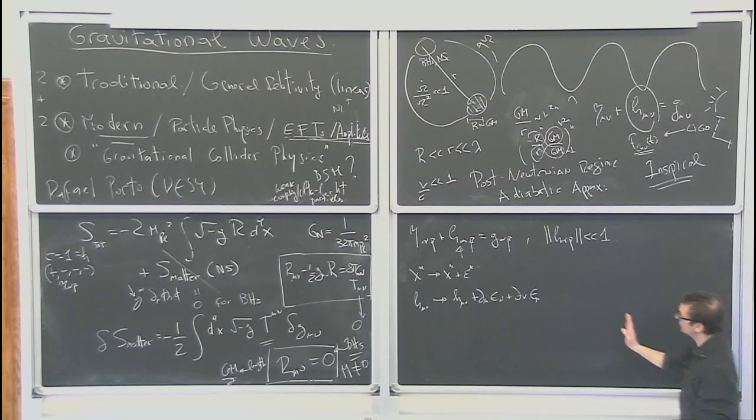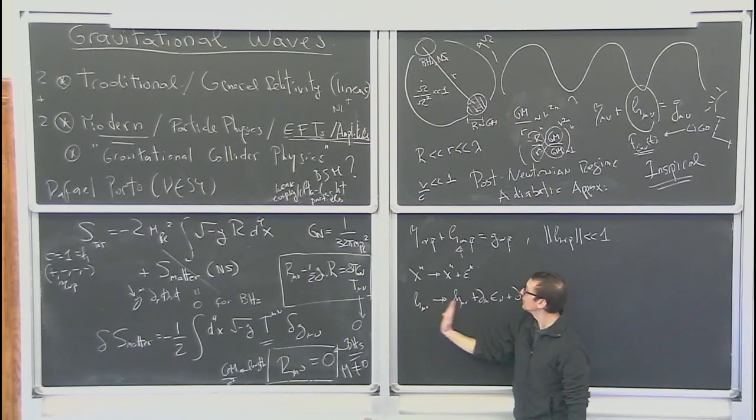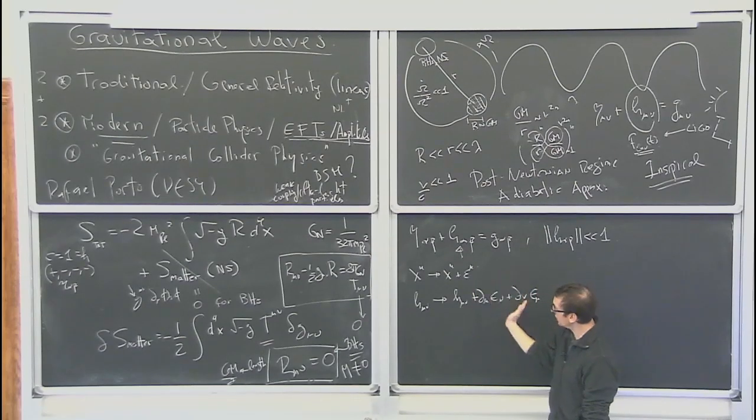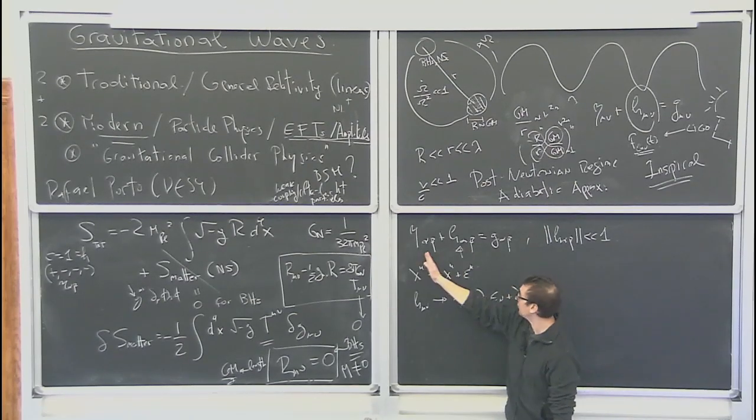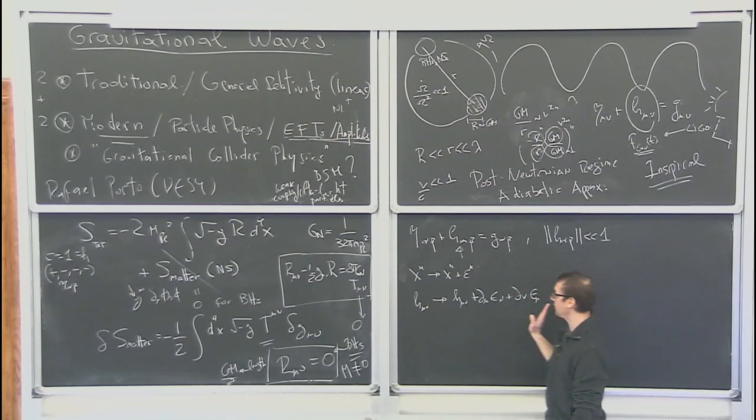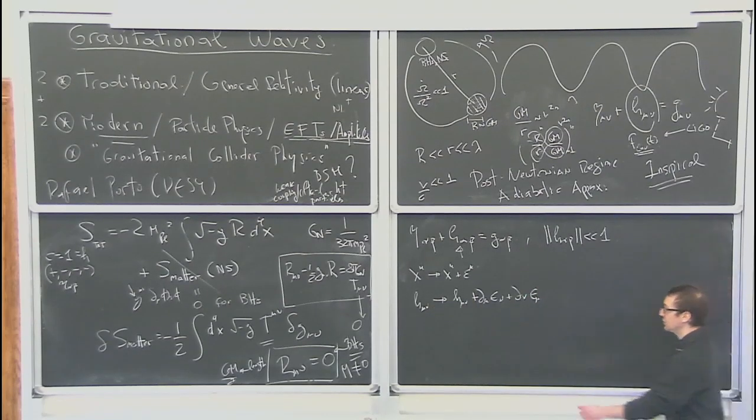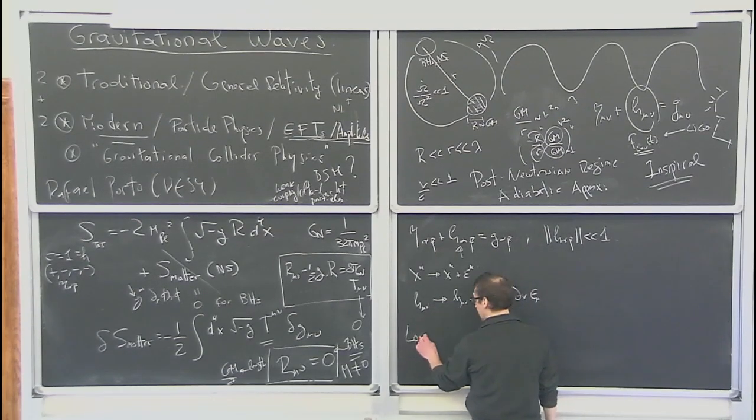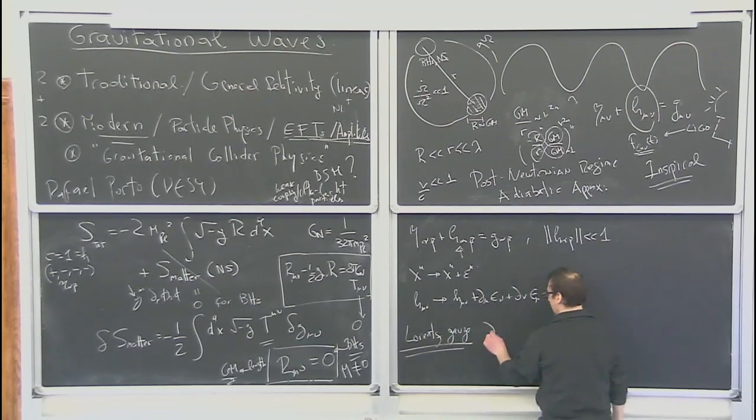So we have some freedom as long as this is small, that's what I was saying, a small gauge transformation or small coordinate transformation, this remains small. So we have this freedom. And then we choose what is called the Lorentz Gauge, which is the usual one.